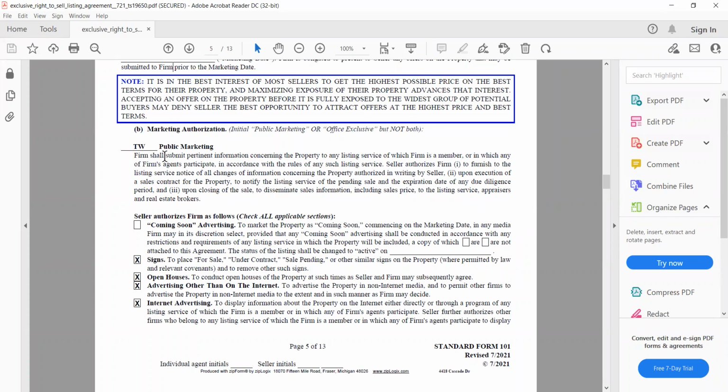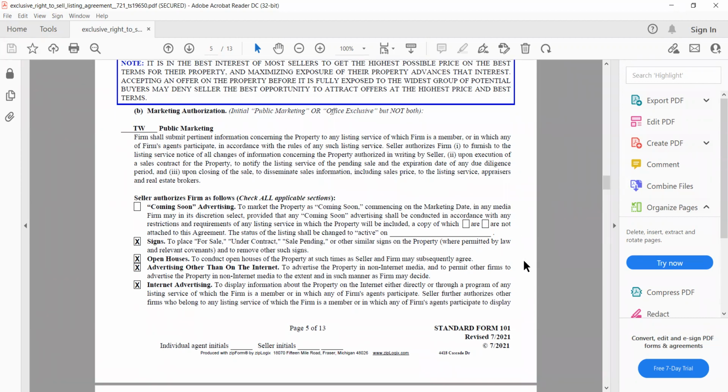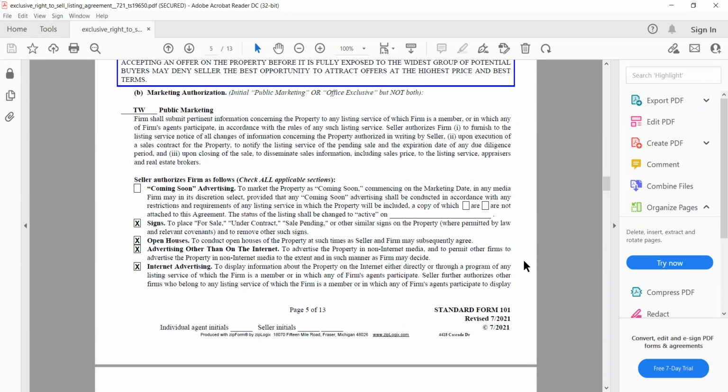This is just to make sure that we understand this, okay? Then we move on down. There's a list of boxes under the heading that says seller authorized firm as follows.